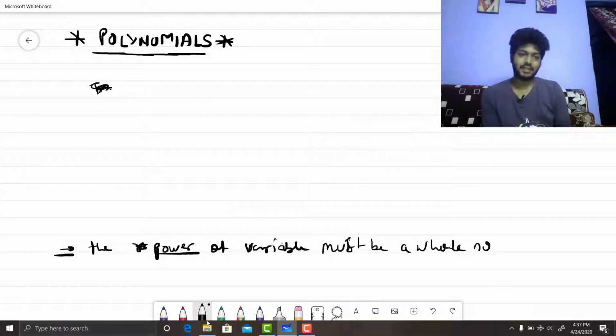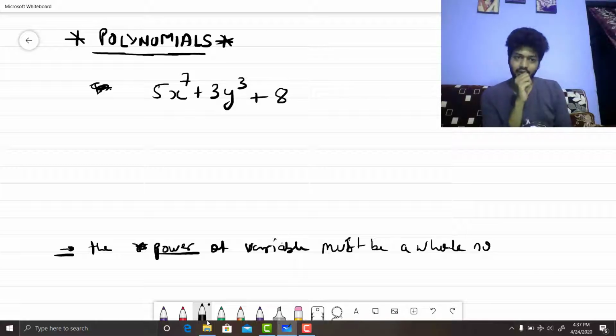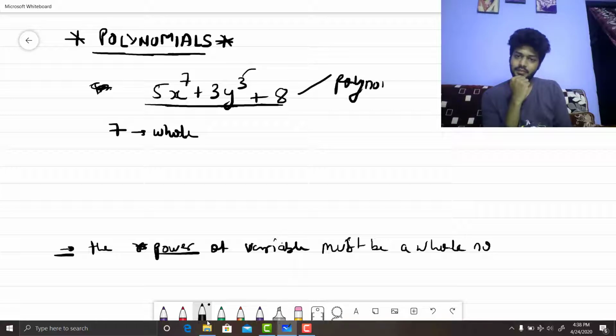If I give you a very quick example, consider the algebraic expression 5x to the power 7 plus 3y cube plus 8. Now what are the variables here? It has two variables, x and y, and tell me the power. x is raised to the power 7, and 7 is a whole number. I think you all agree with that. Also 3 is a whole number. So this particular expression is called a polynomial. I think you have got the basic idea of what a polynomial is.